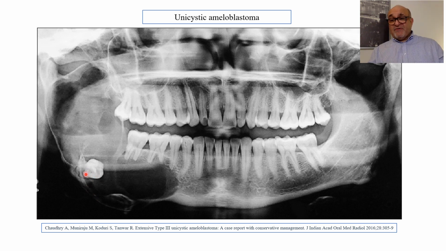This is a more aggressive type of unicystic ameloblastoma, and it has caused movement of the tooth, thinning of the mandible, complete thinning of the posterior ramus of the mandible, and resorption of the teeth in the area of the 6 and the 7, which are present in this radiograph.